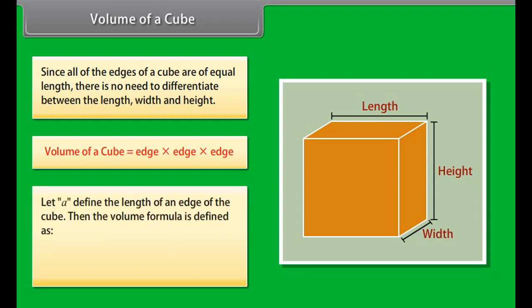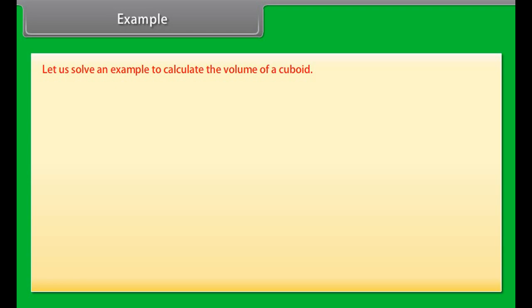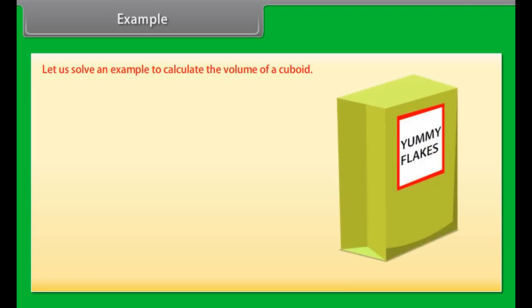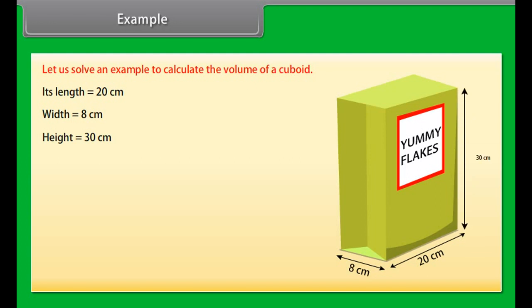Volume of a cube. Since all of the edges of a cube are of equal length, there is no need to differentiate between the length, width, and height. The volume of a cube is determined by multiplying the length of three edges of the cube. Let a define the length of an edge of the cube. Then the volume formula is V equals a times a times a. This formula is also written as V equals a cubed.